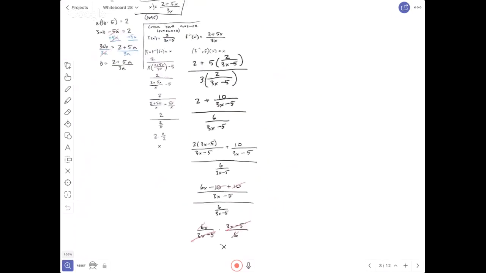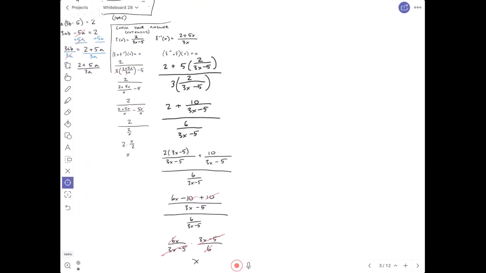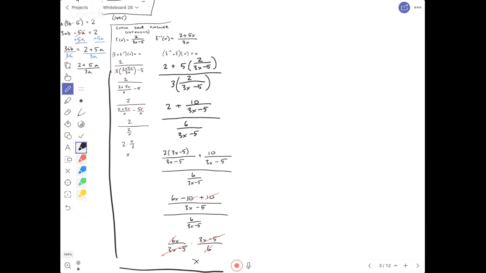So there it is. I checked my answer by showing that f of f inverse of x was equal to x, and f inverse of f of x was equal to x. So that whole process is an extended standard.